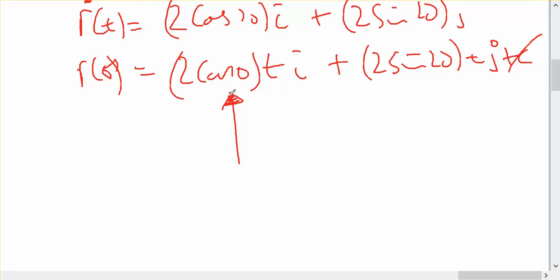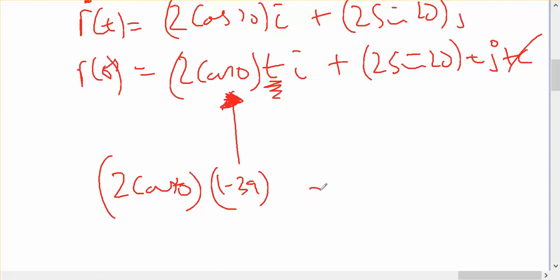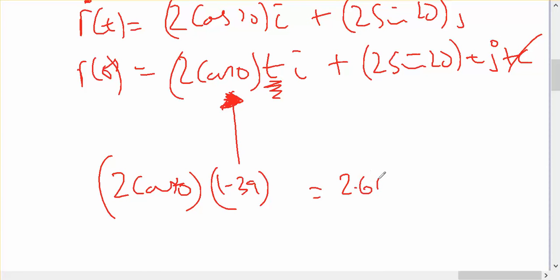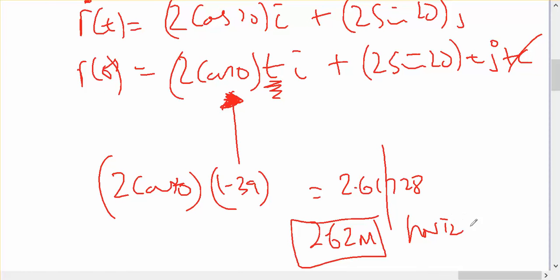So this is how fast it's travelling horizontally. So therefore it will land 2 cos of 20 times 1.39, how long it's travelling, which will be, on a calculator, get into the habit that when you have more decimal places and you're on a calculator, choose all of the decimal places, not just the previous rounding, and that gives me 2.61728. And to 2 decimal places, 2.62 meters is how far horizontally it will travel.